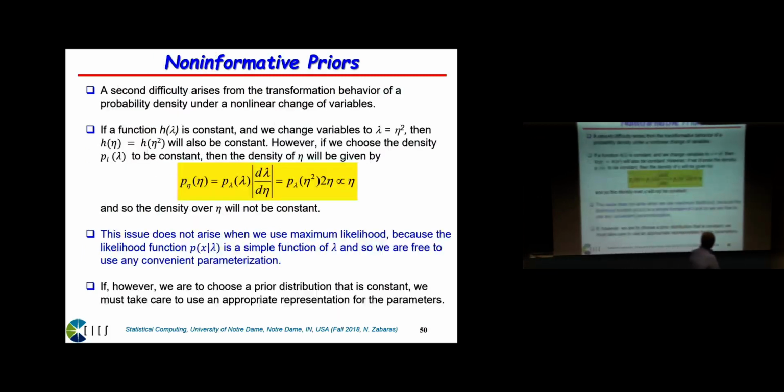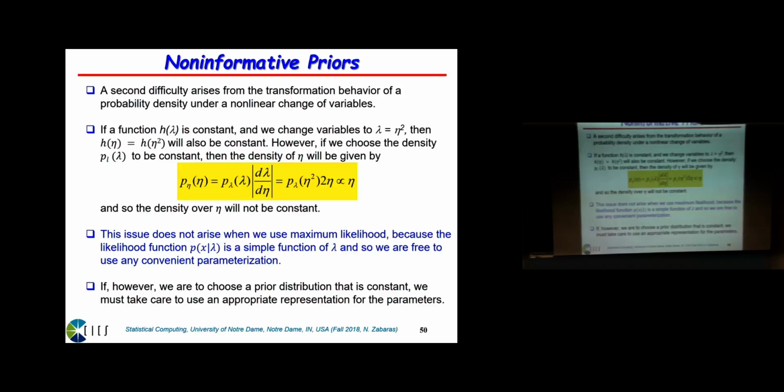Okay, so something you need to be careful about, right? So imagine that you have a parameter, let's call it lambda, and you're going to put a prior, and you say, I want to make lambda uniform. You understand that distributions transform as distributions, not as functions. So if, for example, you change the parameterization, you go from lambda to eta, you know the distribution P of eta is not constant anymore.